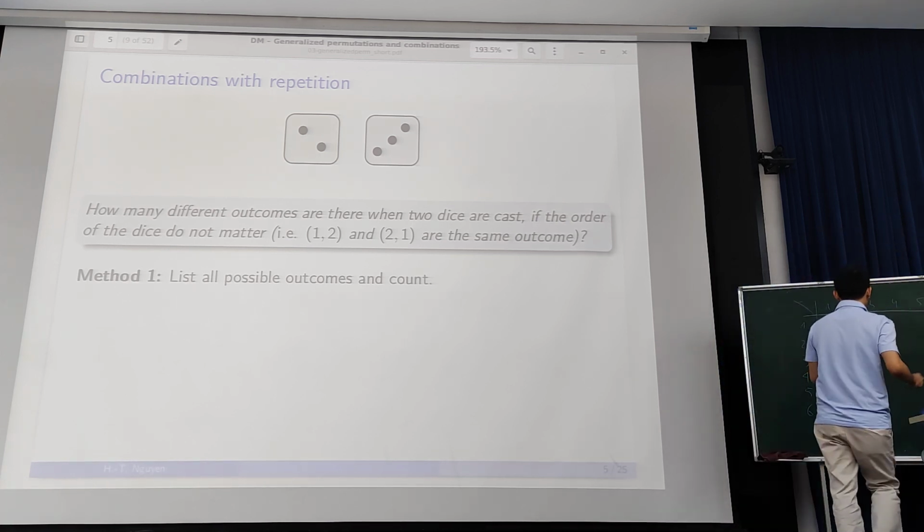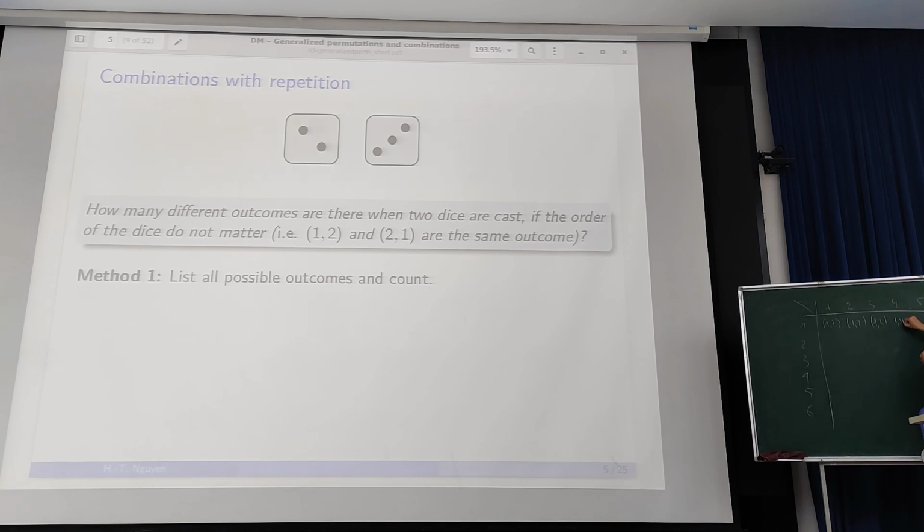So you can see that here you have 1, 4, 1, 5, 1, 6. Okay, so here you have 2, 1, which is the same. So here, if you notice, then there is some kind of symmetry. The lower triangle basically repeats the upper triangle, so you only have to count the elements in the upper triangle.